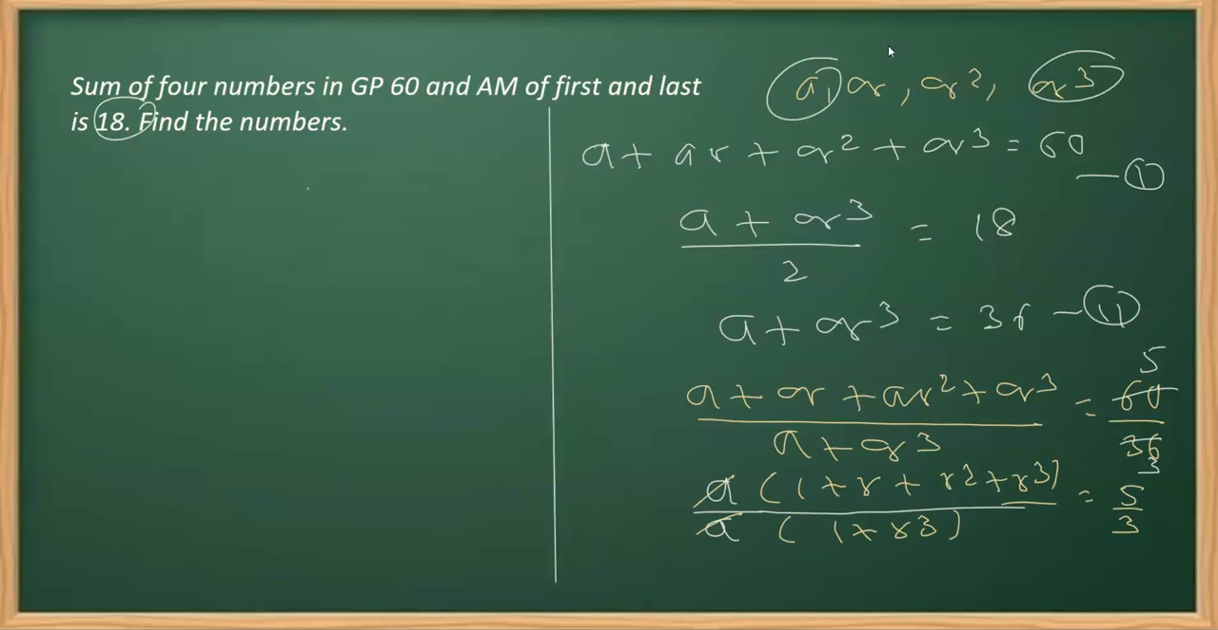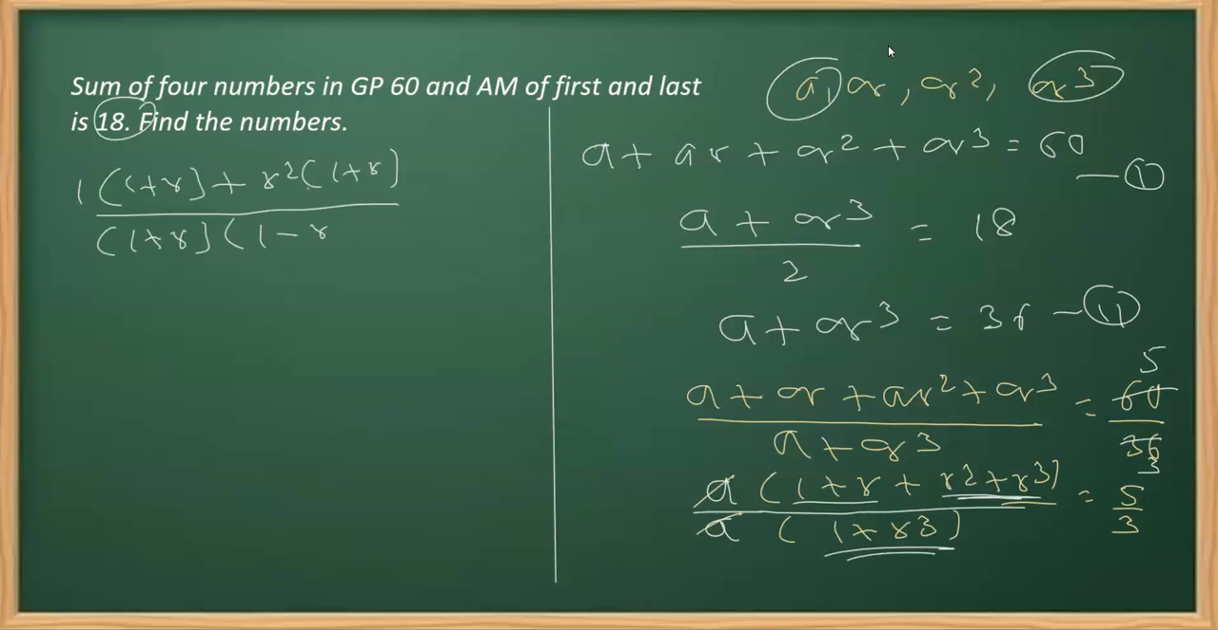So what we are left with in the numerator, we can factorize by regrouping. I'm taking 1 common from the first two terms, that is 1 plus R. And if I take R square common from the last two terms, I'll get 1 plus R over this. I'm applying the A cube plus B cube identity. A cube plus B cube is A plus B bracket A square minus AB plus B square, here 1 minus R plus R square. And this is 5 over 3.